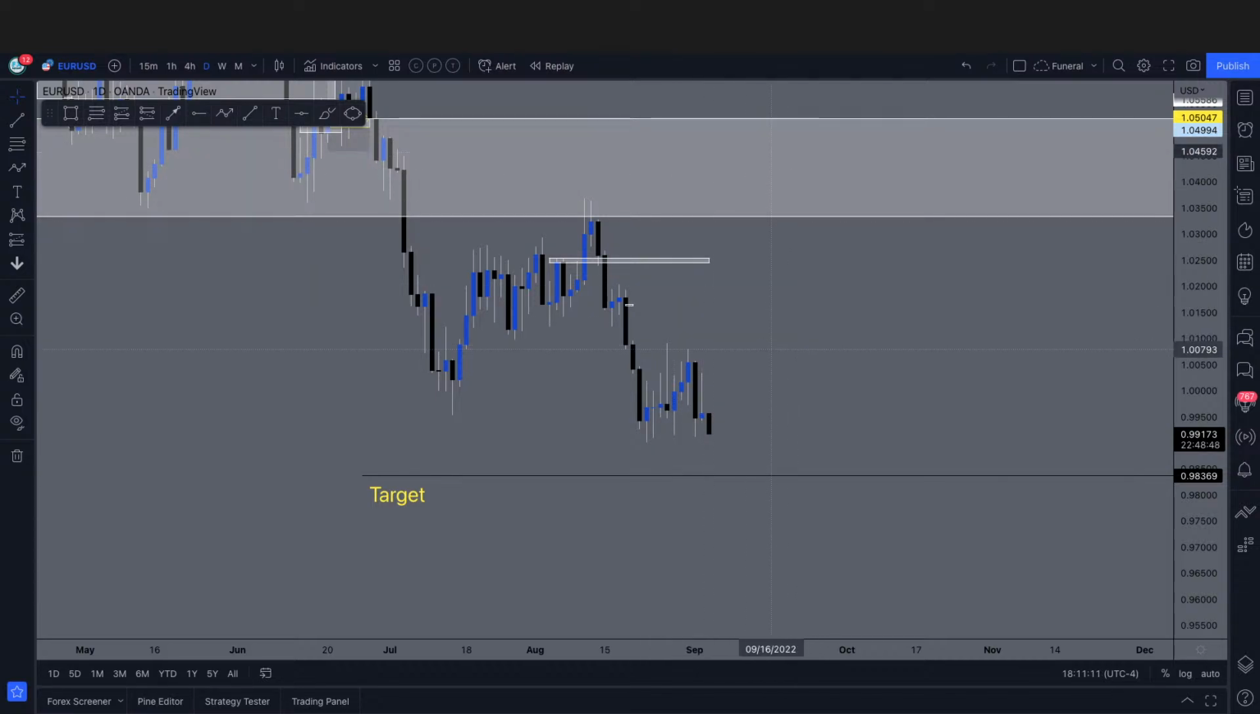But there's nothing really setting up. We do have structure right in this area that we would need to see broken to the upside before we can look for any pattern or any setup that we use.